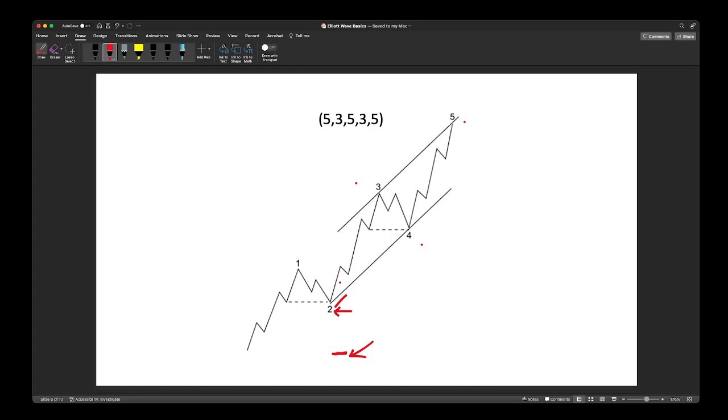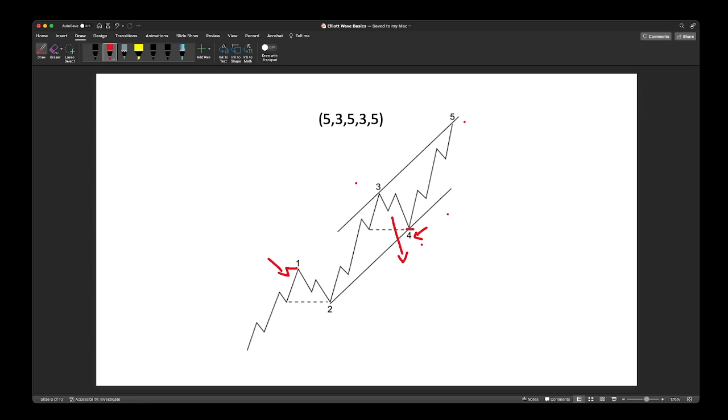The third rule is that wave 4 never retraces, so that means falls below the start of wave 1. This wave 4 cannot go below this price point. If it goes below the price point, then it might be a different wave.